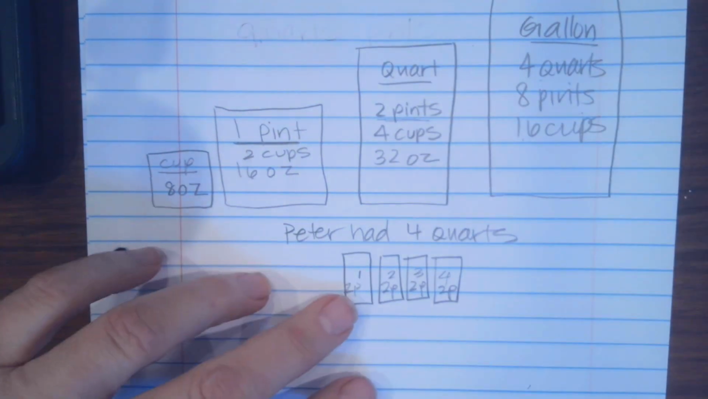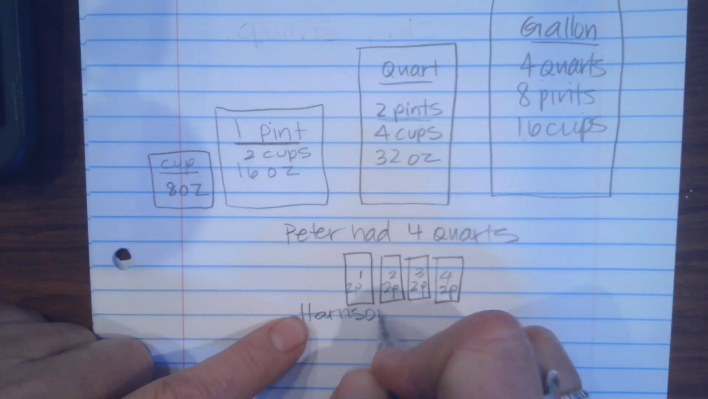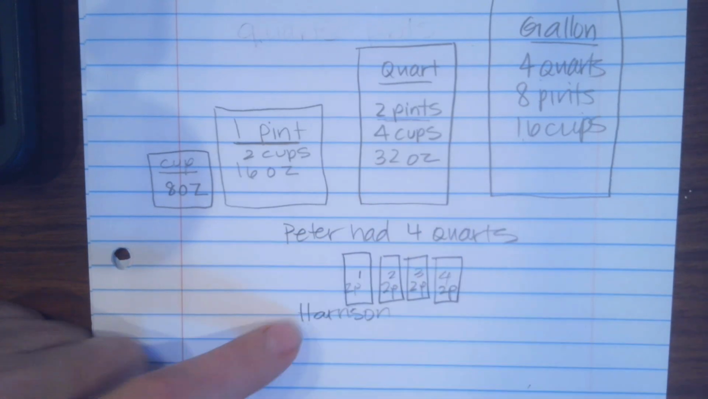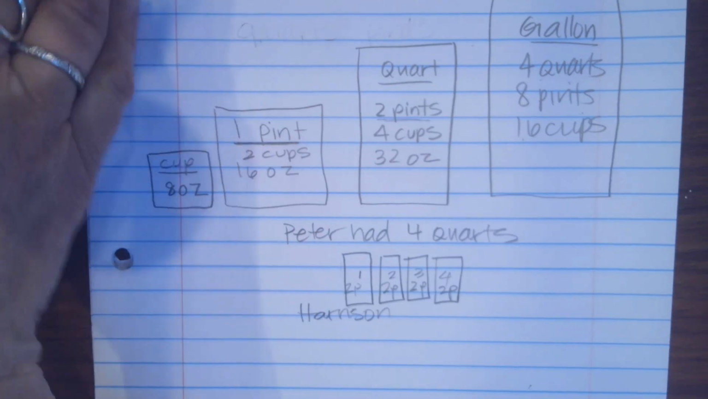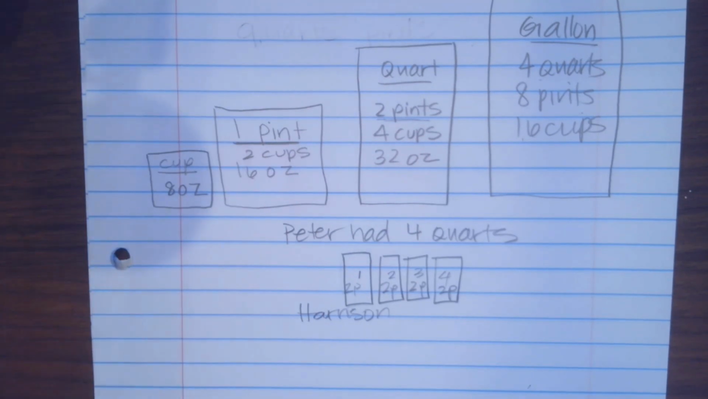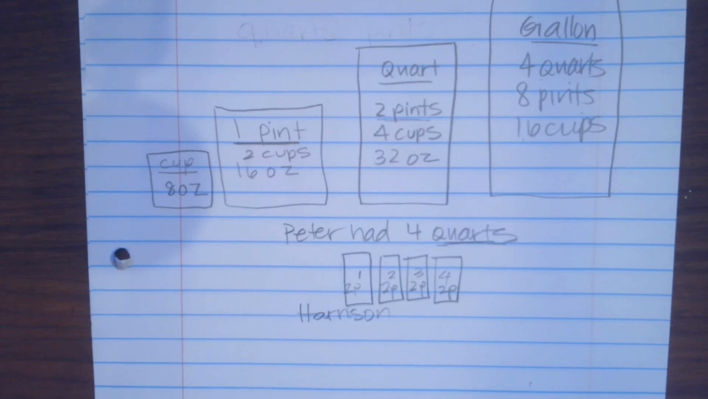So if you have 4 quarts, and Harrison has the same exact containers, but he says, oh, you know what, Peter, you can measure yours in quarts, but I'm going to measure mine in pints. How many pints would Harrison have? Same containers, same exact measurements of quantity, but they're using a different label. He would have 2 pints.